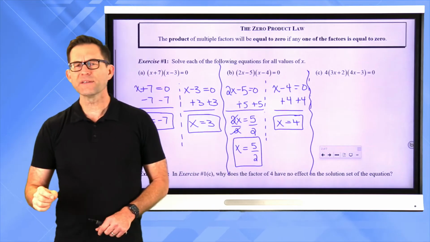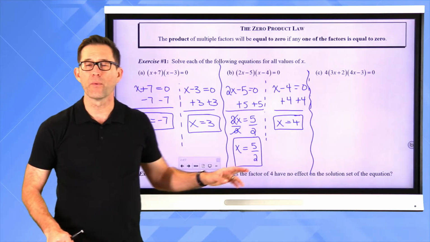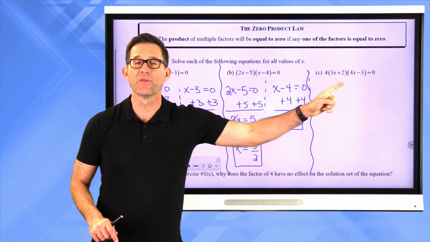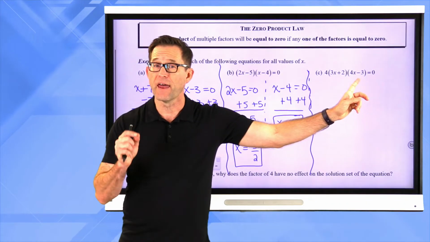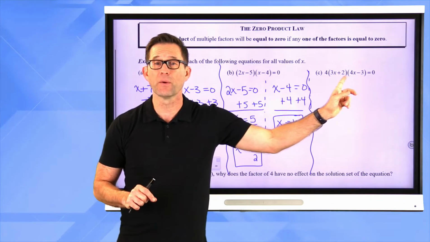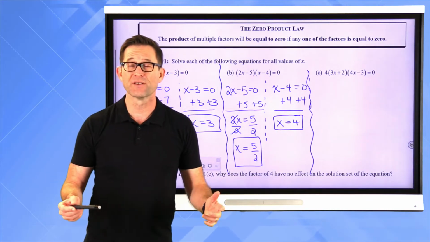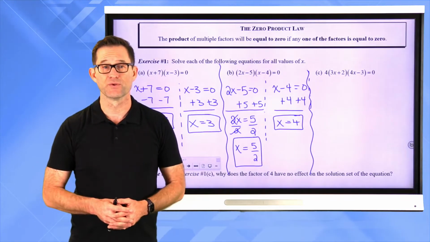Now, in our last one, let's take a look at that. We have 4 times 3x plus 2 times 4x minus 3 is equal to 0. Now, in this particular problem, we actually have three parts of the product. The number 4, the expression 3x plus 2, and the expression 4x minus 3. Again, any value of x that makes 3x plus 2 equal to 0 or 4x minus 3 equal to 0 will be a solution to this equation. So pause the video now and see if you can figure out those two solutions.